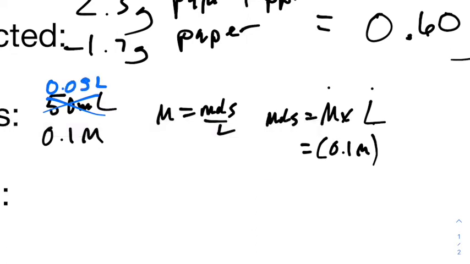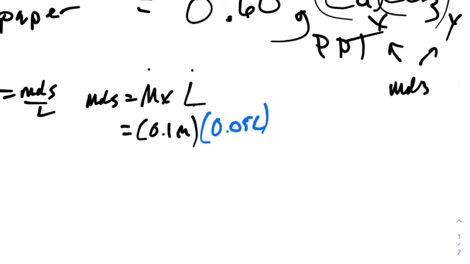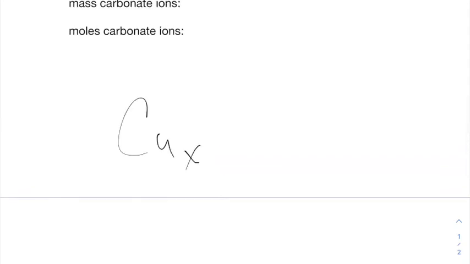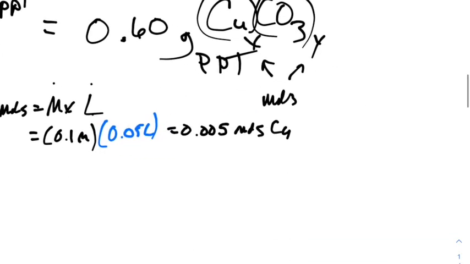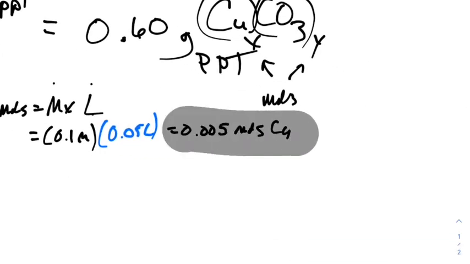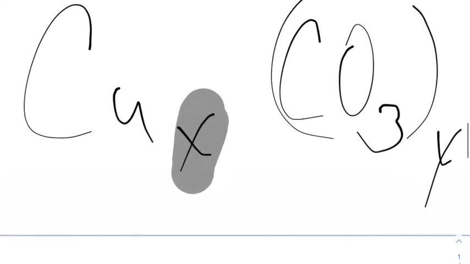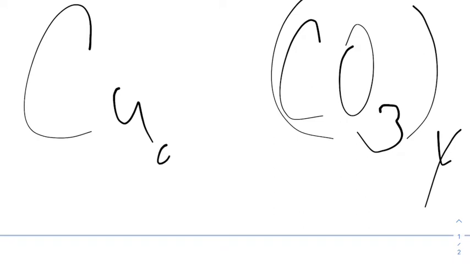0.05 liters that's there. So it's 0.1 molarity times 0.05 liters that is there. And you end up then overall with 0.005 moles of copper. So when we go down here, we know what we're trying to do is get copper X and carbonate Y. We just figured out what the X is. We know that the X is the 0.005 of the copper because we know we started with that. So I'm going to go ahead and write that one in. I know that the copper is 0.005 moles.